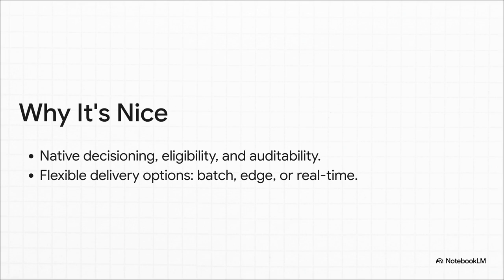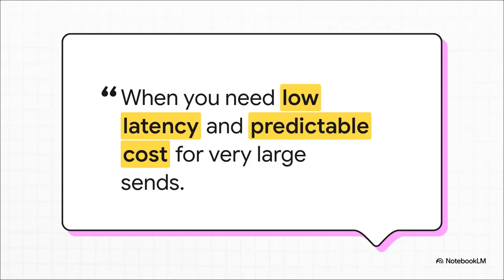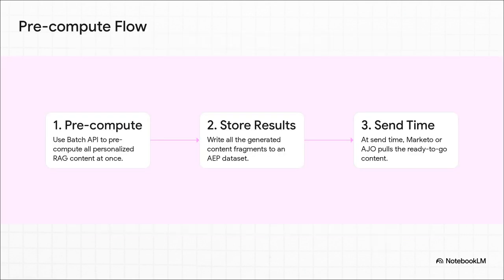All right, on to our third and final path, and this one is all about one thing, massive scale. This is the pattern you pick when you need to send a huge volume of emails with maximum efficiency. Look, if you're dealing with audiences in the millions and every single millisecond counts, this is for you. If low latency and a predictable cost are your absolute top priorities for a huge campaign, this pre-computation model is your solution. The real magic trick here is that all the heavy lifting happens before you send.